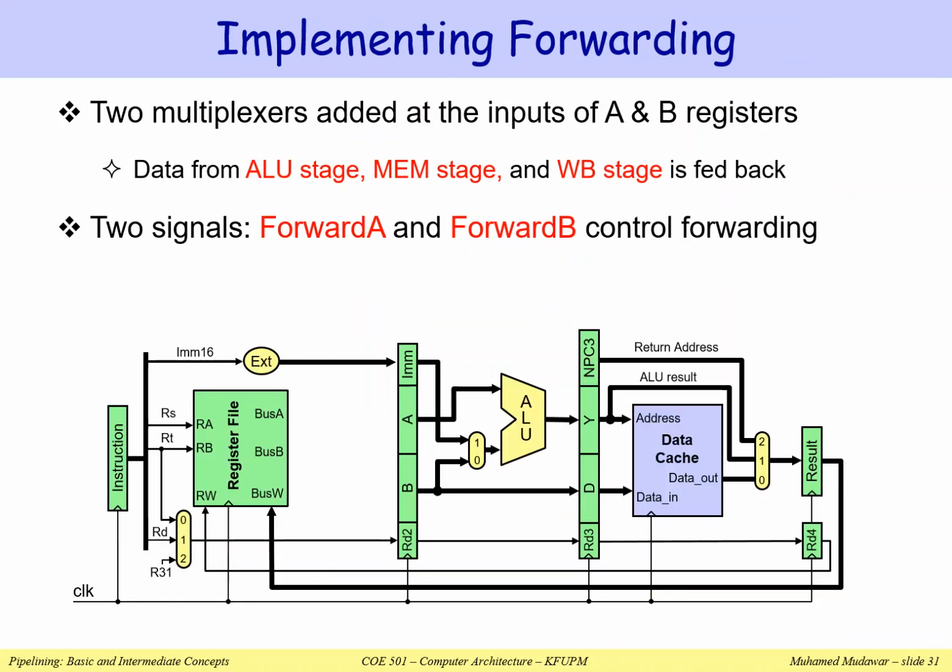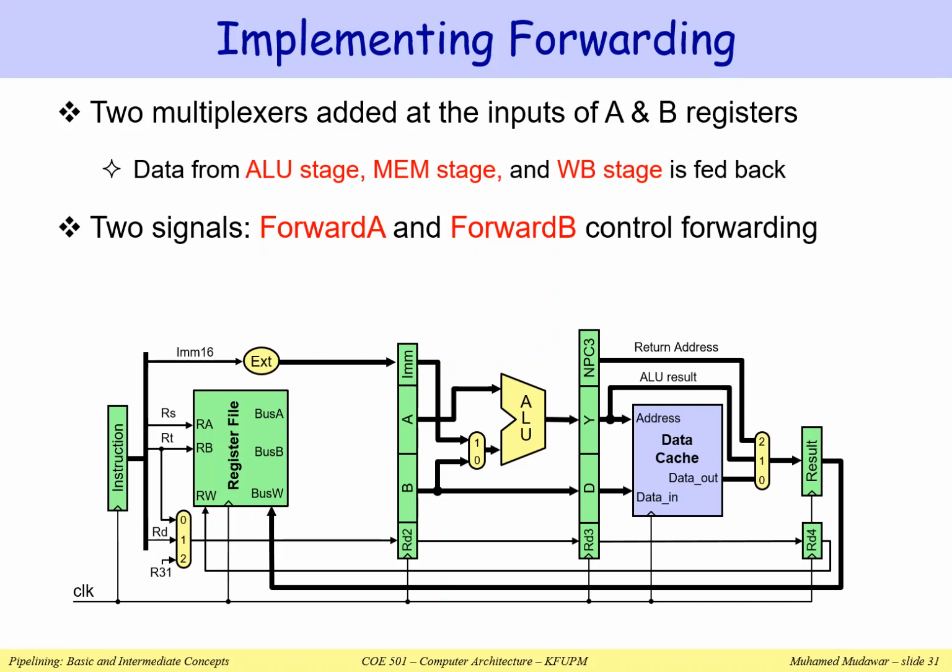Let us see how forwarding can be implemented in the data path. I'm going to focus here on three stages of the pipeline: the second stage, which shows the register file, the third stage, which shows the ALU, as well as the fourth stage, which shows the data cache.